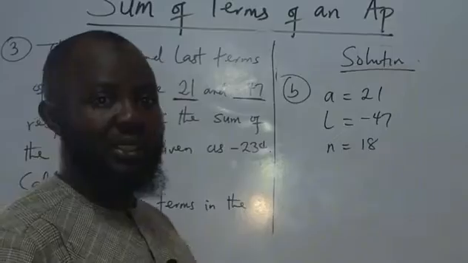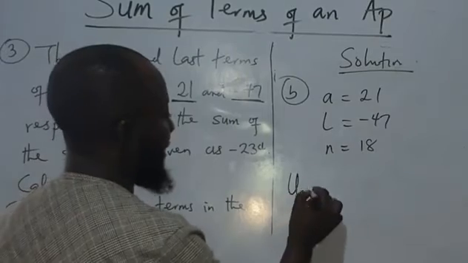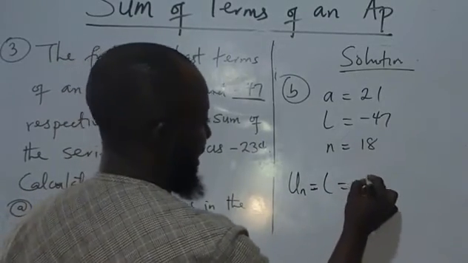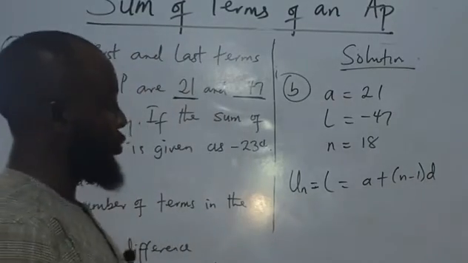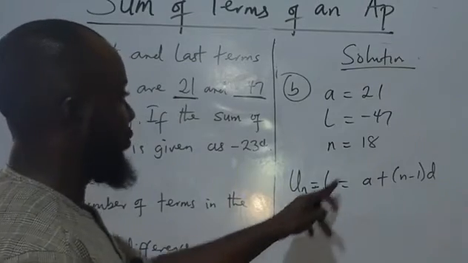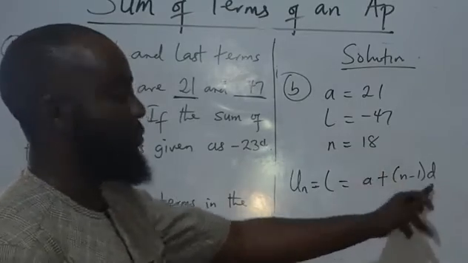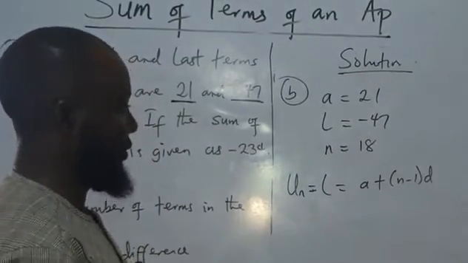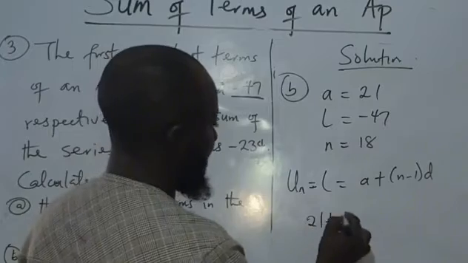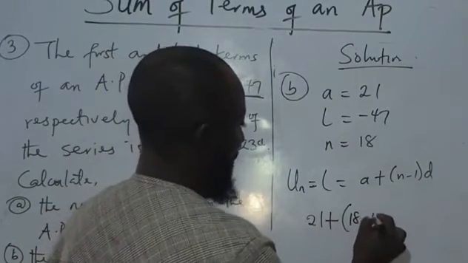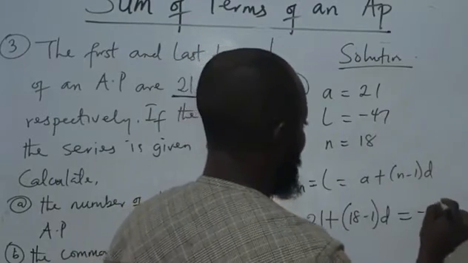The formula for calculating the nth term of an AP will also be used. Because it's the same thing as the last term, which is equal to what? a plus n minus 1 bracket d. That's what we're going to make use of. So since we have been given the last term, which is minus 47, we know the value of a, and we know the value of n, then we can now use that to find the value of the common difference, which is d. So we can therefore say that a, which is 21, plus n, which is 18, minus 1, bracket d, which we don't know, equals the last term, minus 47.